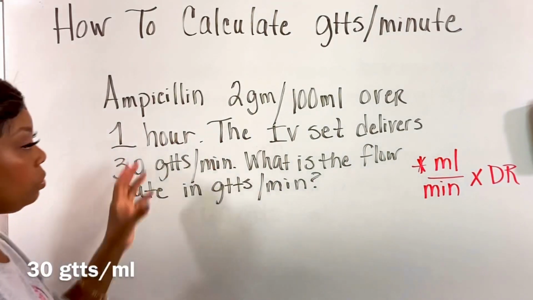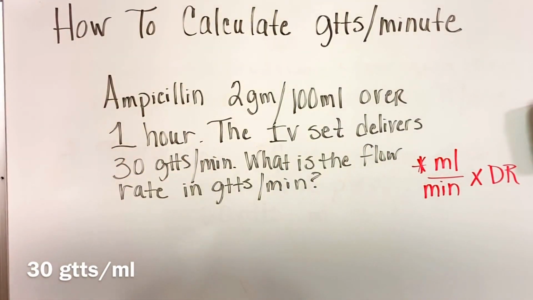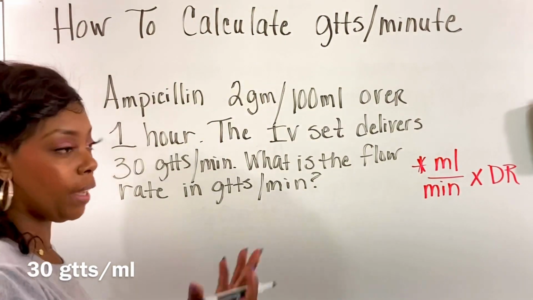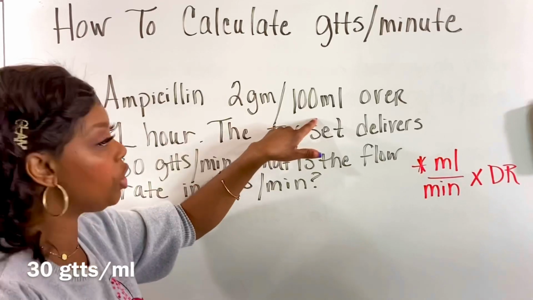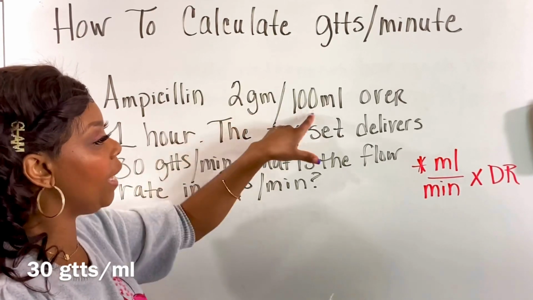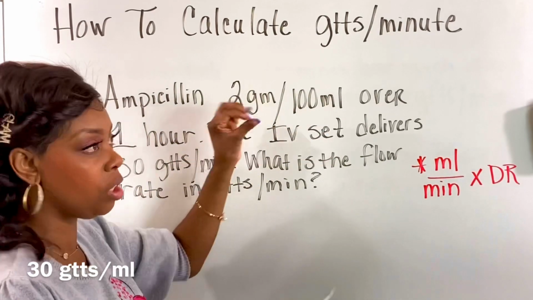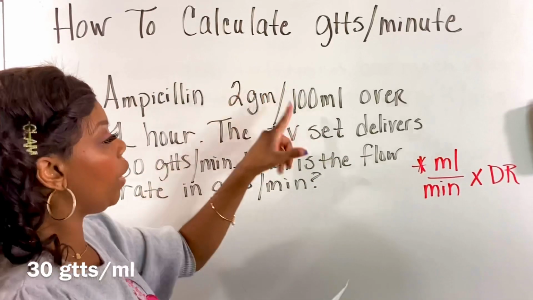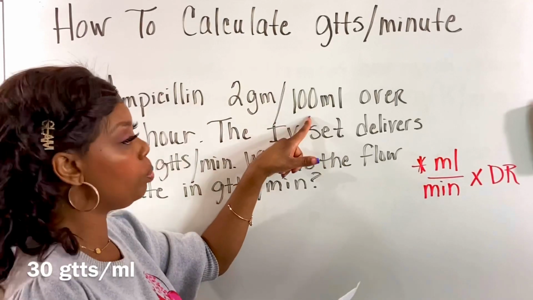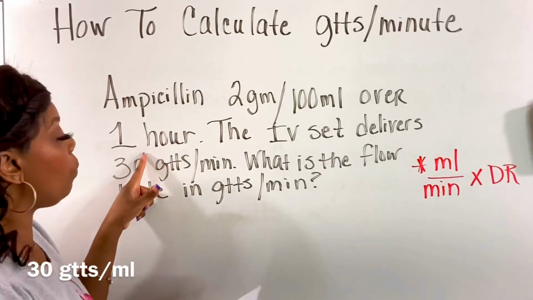So let's go ahead and try one of these. So it says ampicillin 2 grams, that's the strength of the medication. So this would be considered a concentration because you have 2 grams of medication in 100 mils. That's the concentration of the medication. Moving on, because that's not what we're talking about. So you have 2 grams of this medication in 100 milliliters, and this is going to be given over 1 hour.